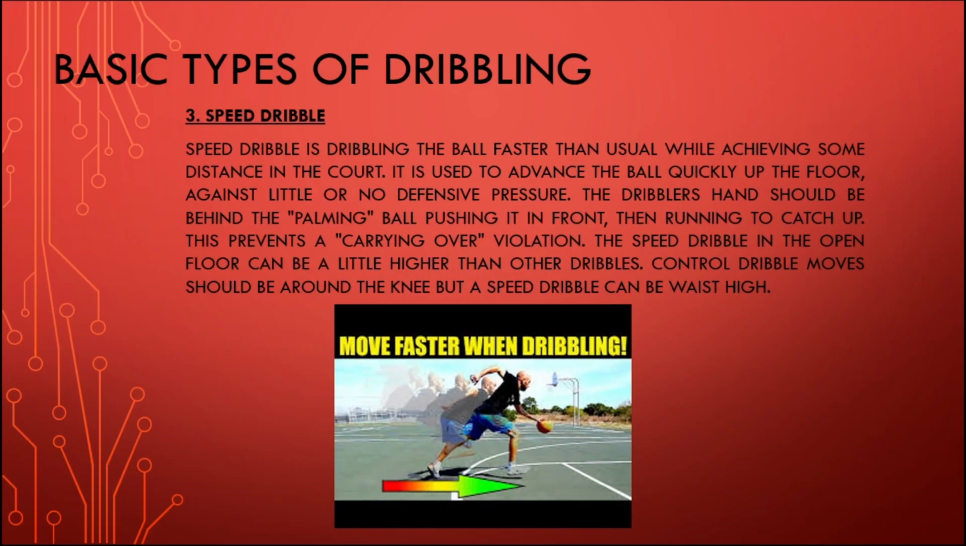Next is the speed dribble. So from the word speed itself, it is about being fast. So it is dribbling the ball faster than usual while achieving some distance in the court. It is used to advance the ball quickly up the floor against little or no defensive pressure.